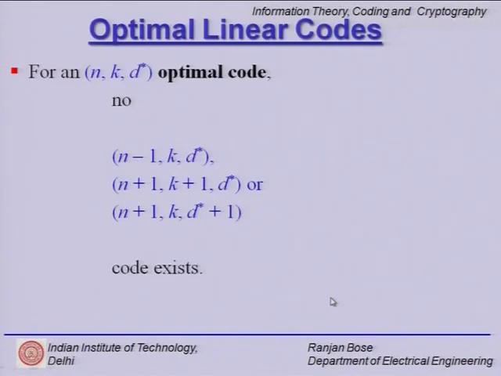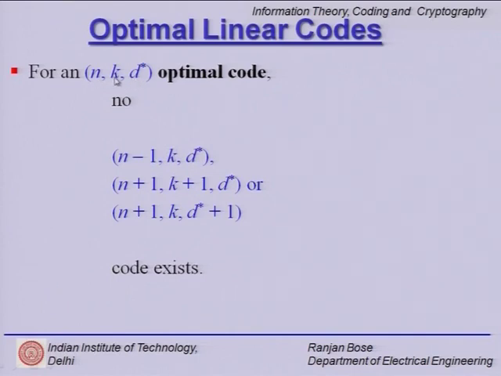Now, let us move a little bit ahead and we start defining an optimal code. So, what is an optimal code? An optimal n comma k comma d star code is such that it cannot be really improved. How can you improve it? Well, there are 3 parameters n, k, d star.